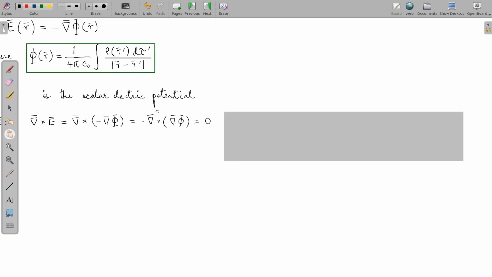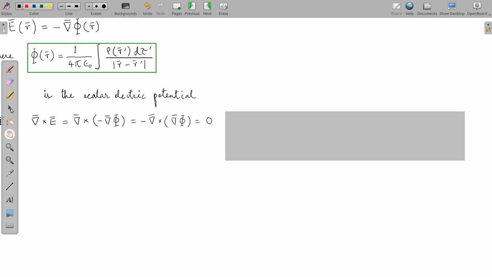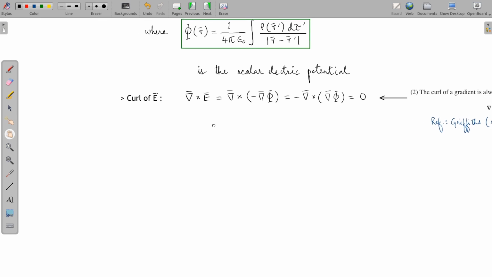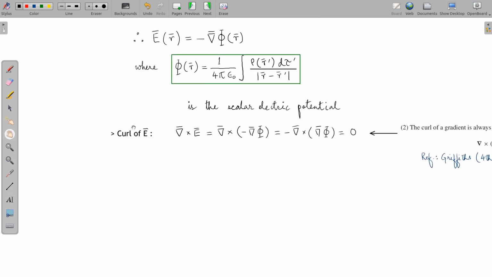Why is this 0? Because the curl of the gradient of any scalar field is always going to be 0. Okay, so if you could just refer to Griffiths 4th edition, section 1.2, page number 23, equation 1.44. It says exactly the same thing: the curl of a gradient is always 0. So there you have it. We have found out the curl of the electric field.